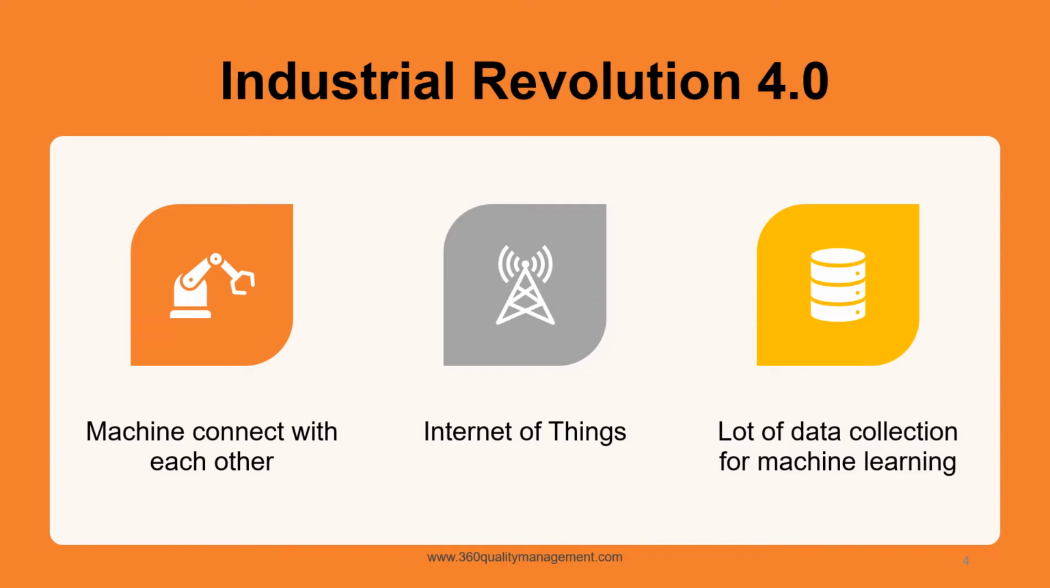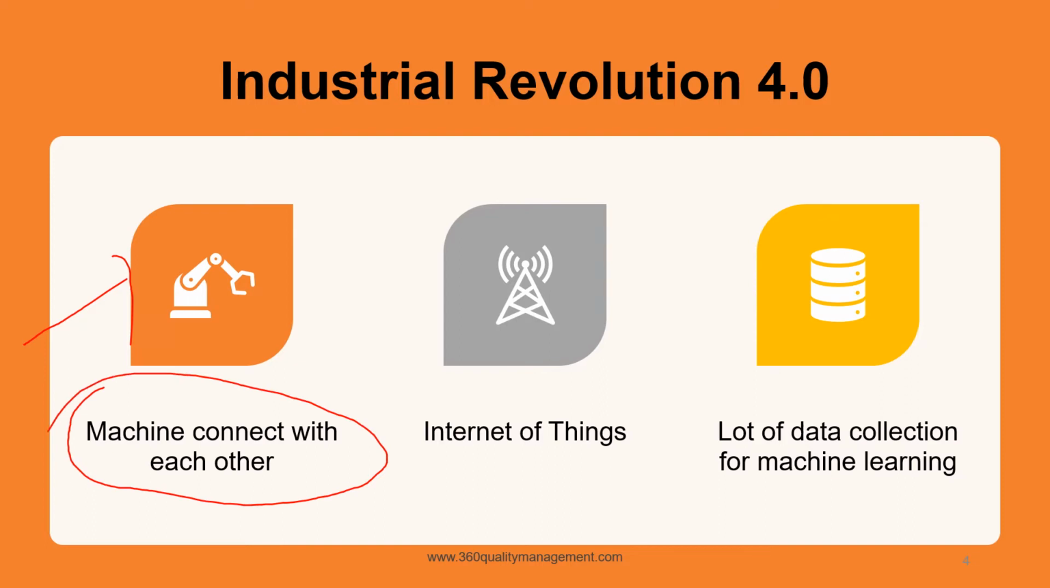More and more manufacturers claim that they have already migrated to Industrial Revolution 4.0 manufacturing environment. So let's have a little bit of understanding of the meaning of Industrial Revolution 4.0. In Industrial Revolution 3.0, we talk about automation. In Industrial Revolution 4.0, we talk about automation with machines connected to each other, where they can talk to each other.